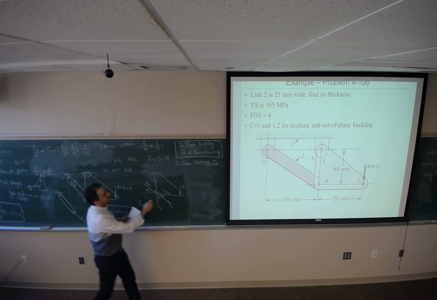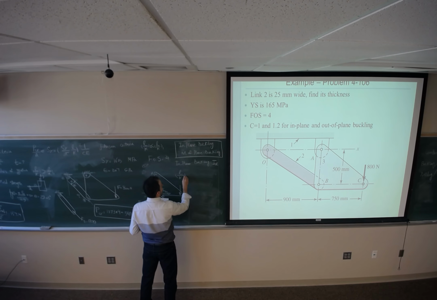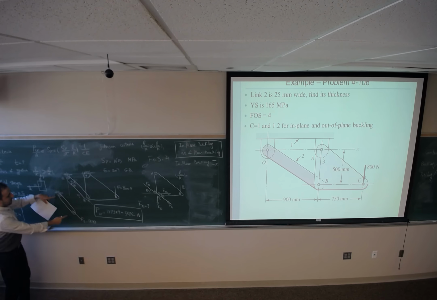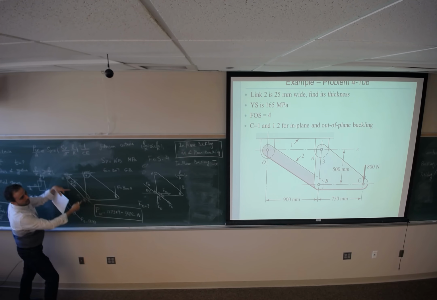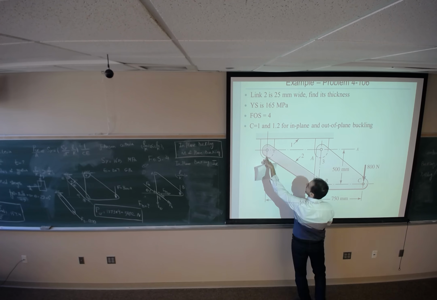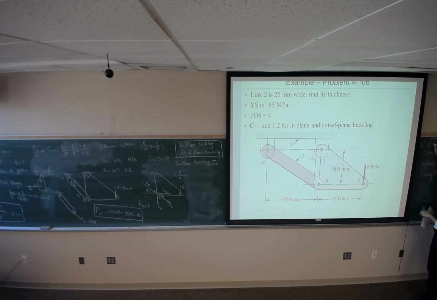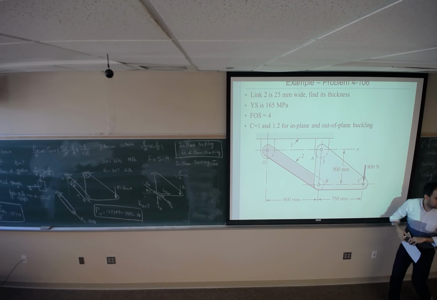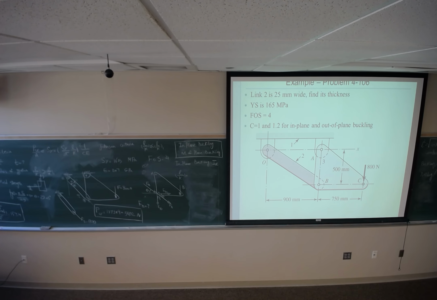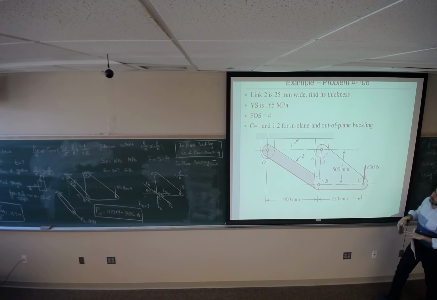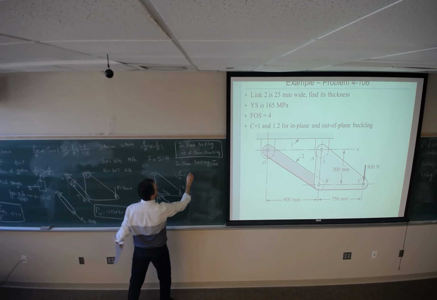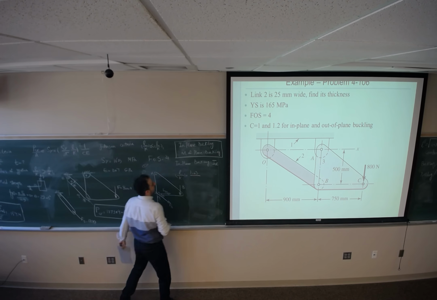Now let me find L over K. What's the length of the column? We are not given it, but we are given 900 and 500 millimeters. So L squared would be the square root of 0.9 squared plus 0.5 squared, which is 1.03 meters. So L is 1.03. But what's the K?